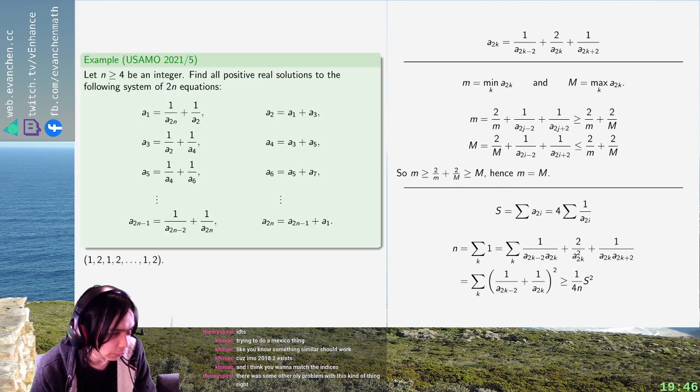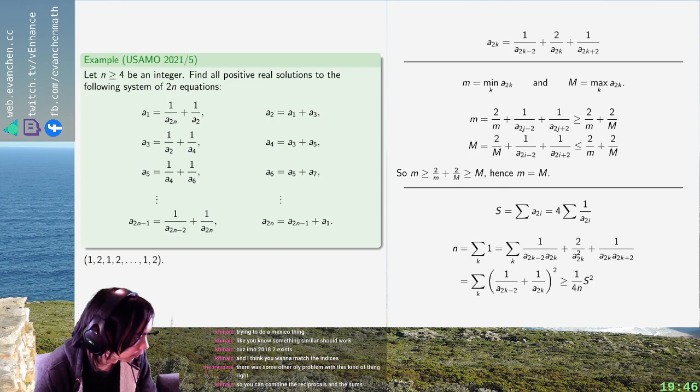Yeah, IMO 2018 problem 2 is a different problem. That was something like that.